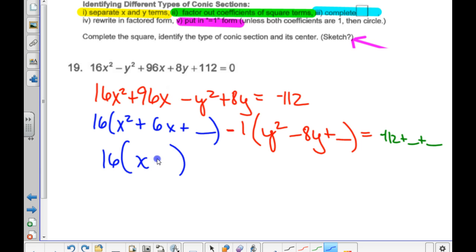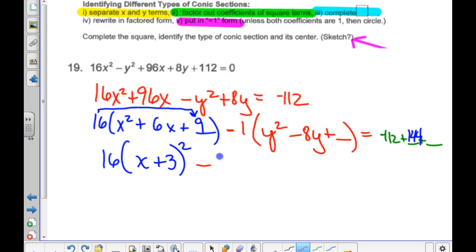There, you guys are hard at work. What goes in this one, guys? Plus 3. When I square it, this is a 9. Anybody already figure out what we have to add to the other side? 9 times 16 is? 144, I believe is correct.